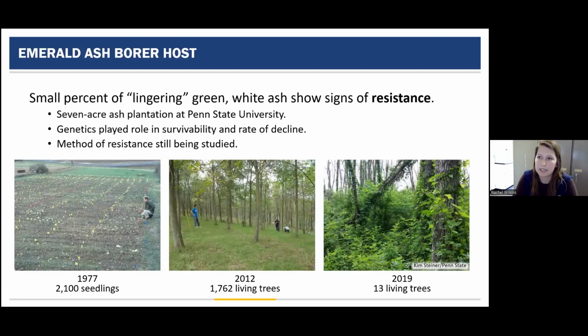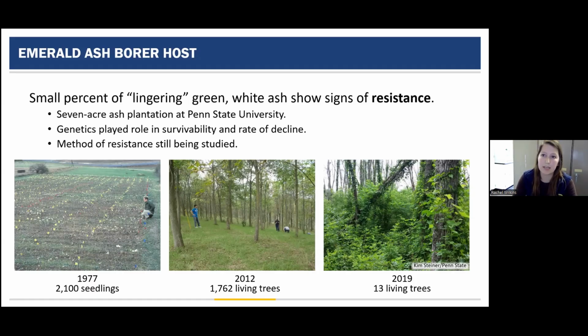So it's not all negative though. There are some signs that our native green and white ash might be resistant to the emerald ash borer. There's a small percent of ash trees that are showing resistance. An example of that is over in Pennsylvania at Penn State University. There is an ash plantation that was started in the 70s, where over 2,000 seedlings of ash were planted for a completely different research project.